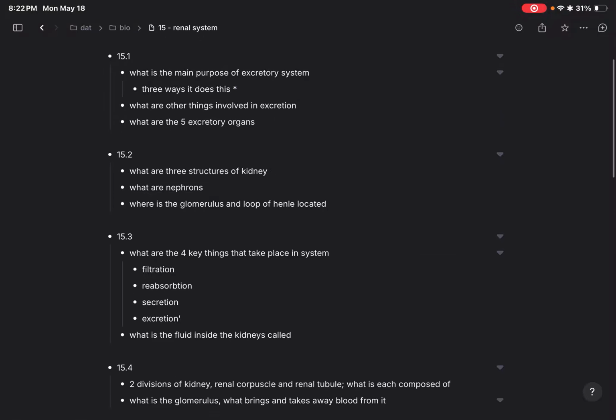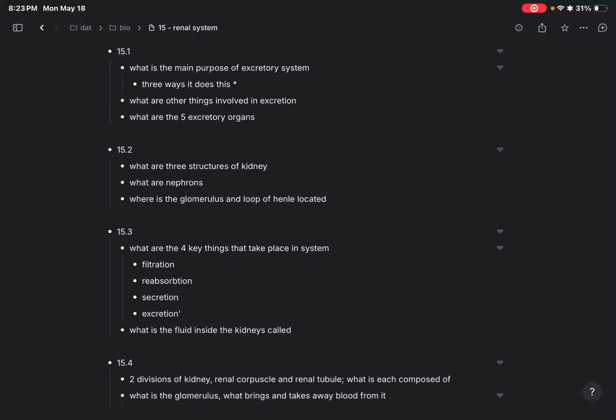What are other things involved in excretion? Well, the skin, that's a way to get rid of salts. The liver, that's a way to detoxify stuff. And maybe even lungs, because that's how they get rid of CO2. What are other things involved? Liver, skin, yeah. So what are the five excretory organs?